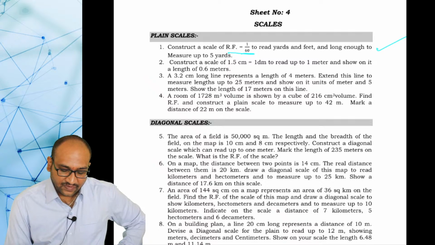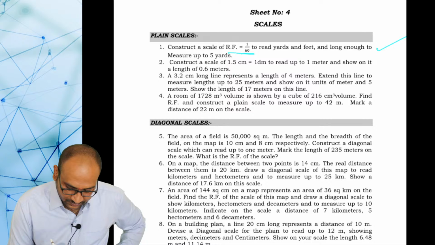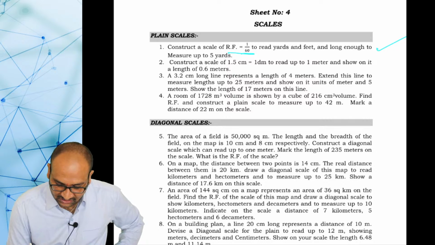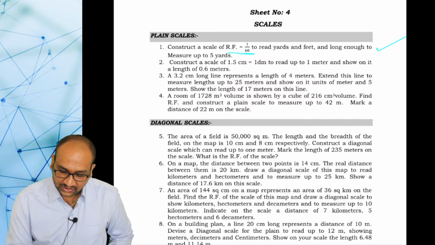Okay. See, first find out what are the given data. Construct a scale of representative factor RF is equal to 1 by 60 to read yards and feet and long enough to measure up to 5 yards. In this problem, they have given the representative factor RF and the maximum distance also. Given data: representative factor is 1 by 60 and maximum distance is equal to 5 yards. So first, this type of scale is plain scale.